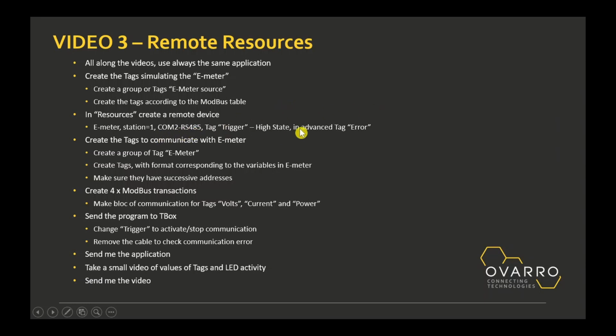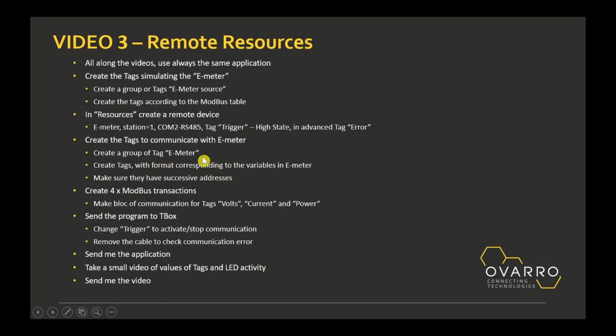In the resources, you create a remote device, you name it e-meter, station address 1, we communicate through the RS485. You create a tag trigger, whose condition will be high state, and in the advanced tab, you create a tag error.